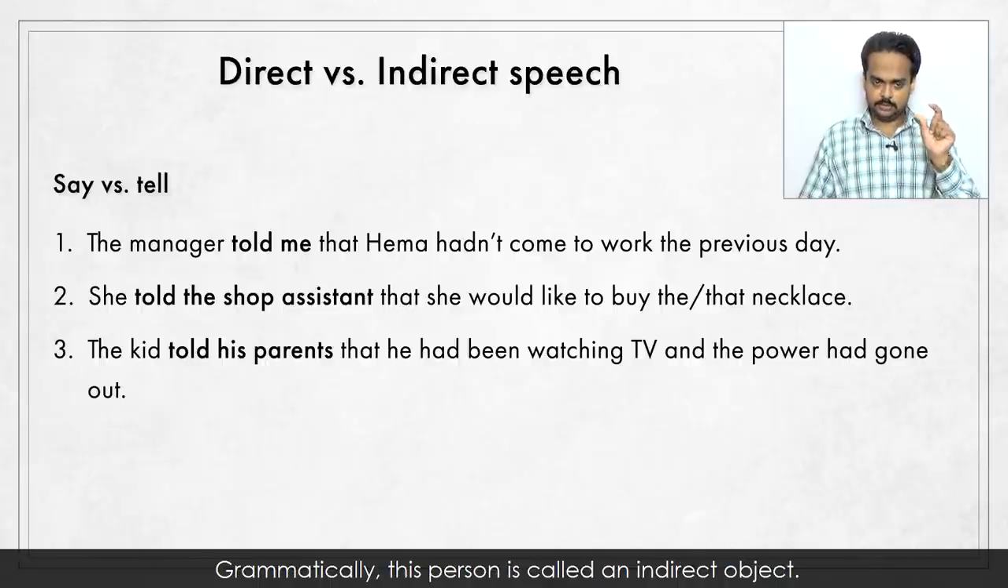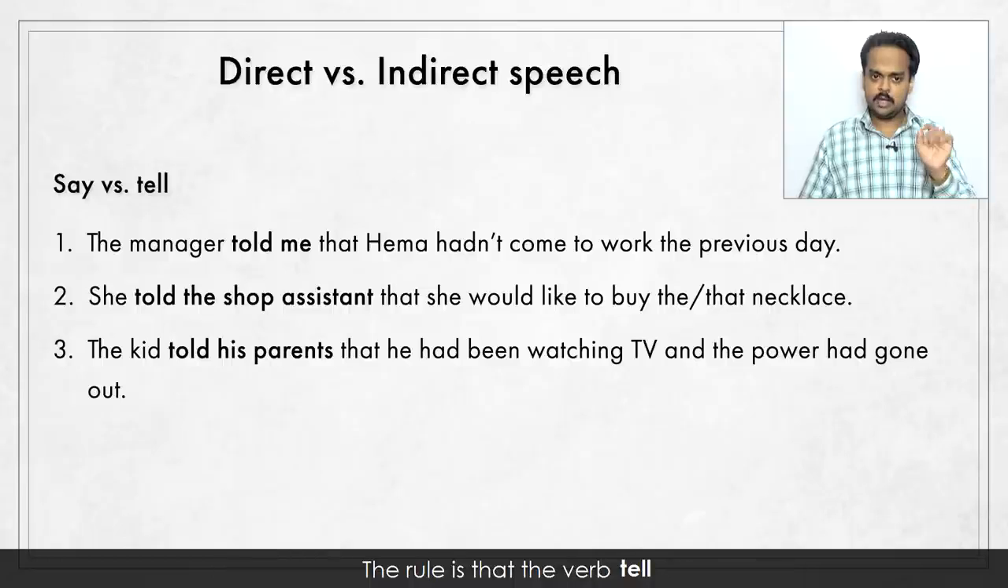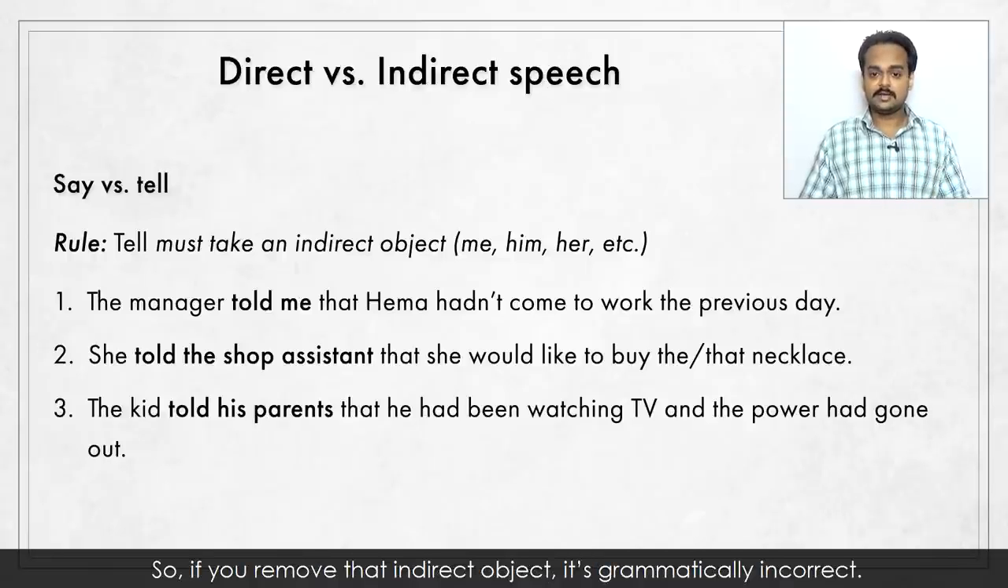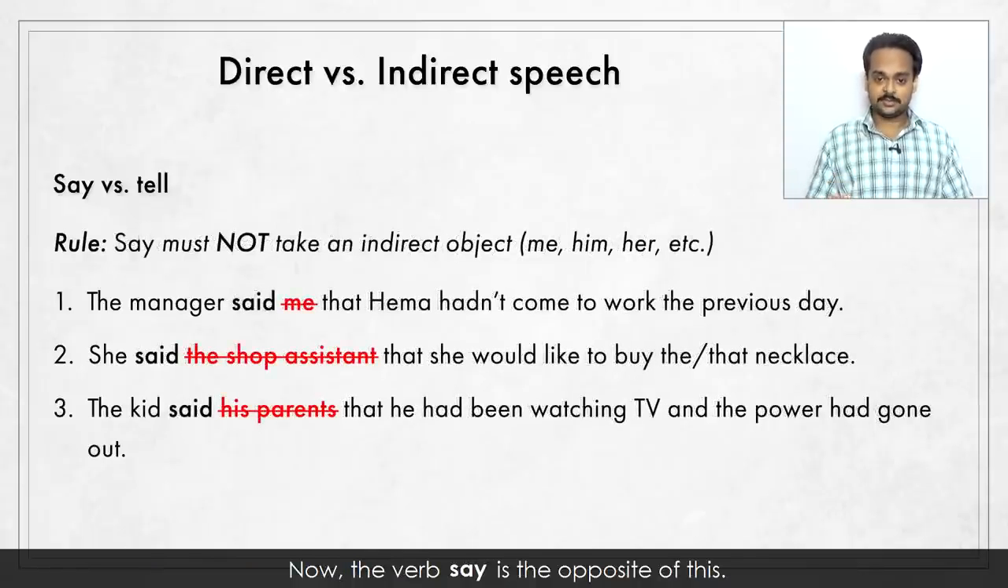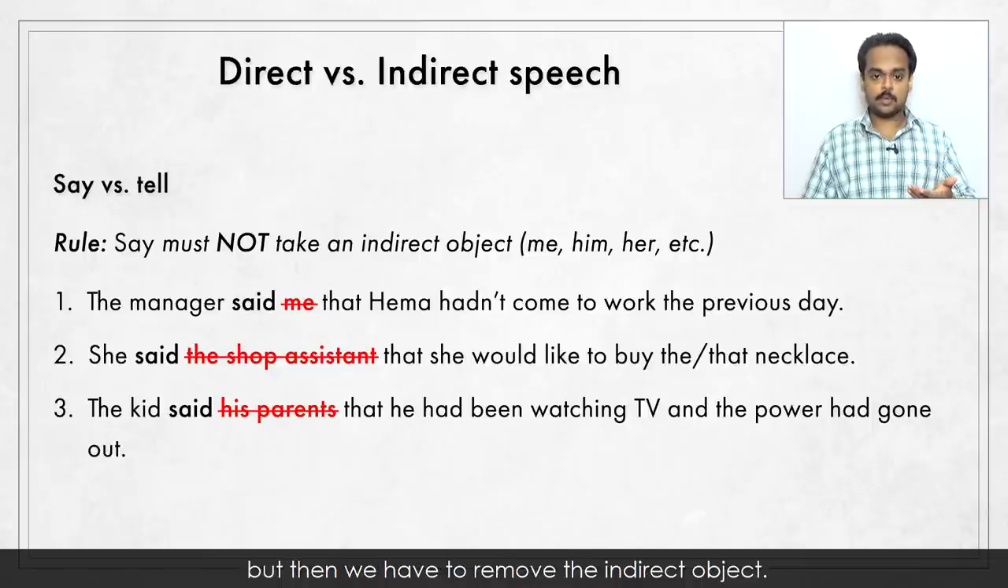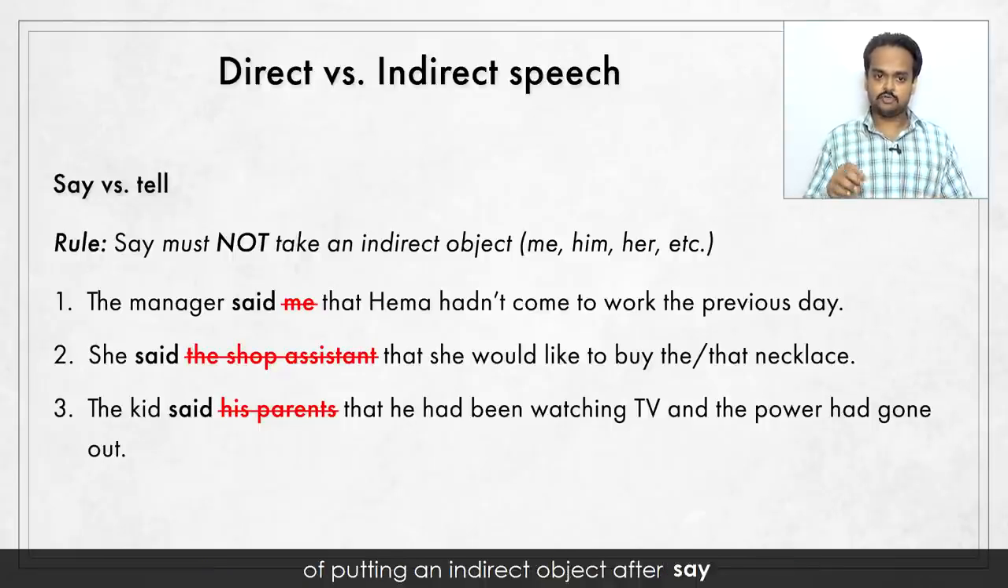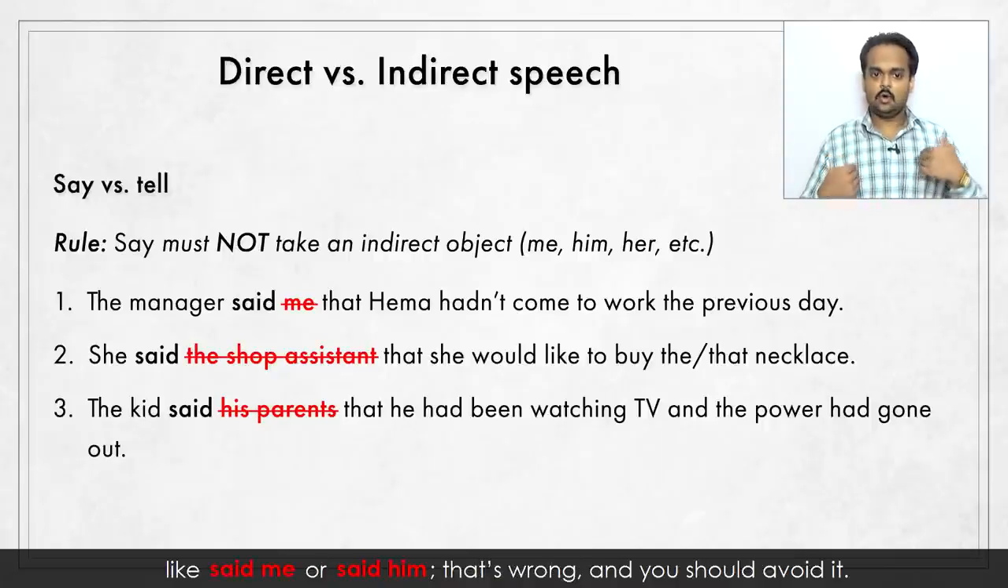Grammatically, this person is called an indirect object. The rule is that the verb tell must take an indirect object, that is, some person. So if you remove that indirect object, it's grammatically incorrect. Now the verb say is the opposite of this. Say must not take an indirect object. In all of these examples, we can use say, but then we have to remove the indirect object. In fact, many English learners make the common mistake of putting an indirect object after say, like said me or said him. That's wrong, and you should avoid it.